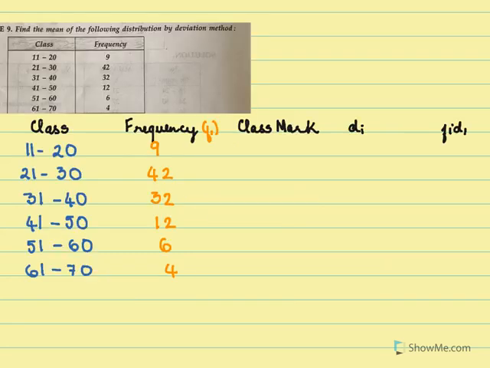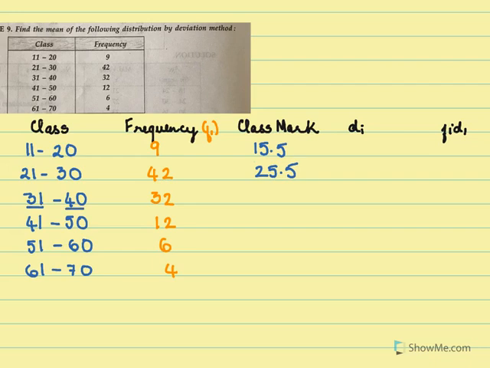So here's yet another sum, and we need to find the mean by the assumed mean or deviation method. So we need first to find the class marks. To find the class mark of the first class, you do upper limit plus lower limit divided by 2, and this would be 15.5. For the next class mark, upper limit plus lower limit divided by 2, and this answer is 25.5. In the same way you go through all.